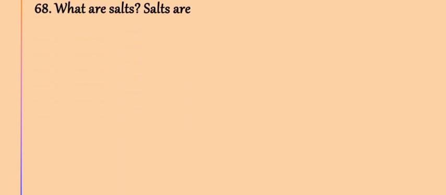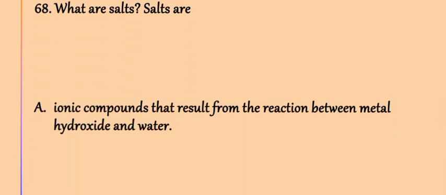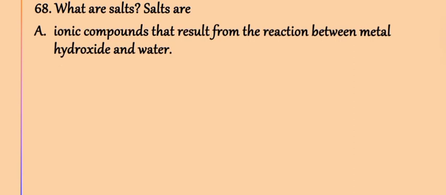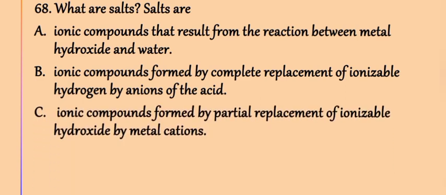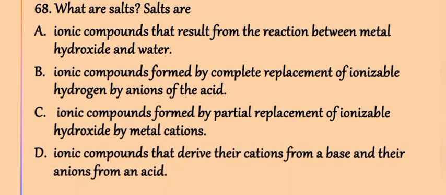Question number 68. What are salts? Salts are A. Ionic compounds that result from the reaction between metal hydroxide and water. B. Ionic compound formed by complete replacements of ionizable hydrogen by an ion of the acid. C. Ionic compound formed by partial replacements of ionizable hydroxide ion by metal cation. D. Ionic compound that derives their cation from the base and their anion from an acid.